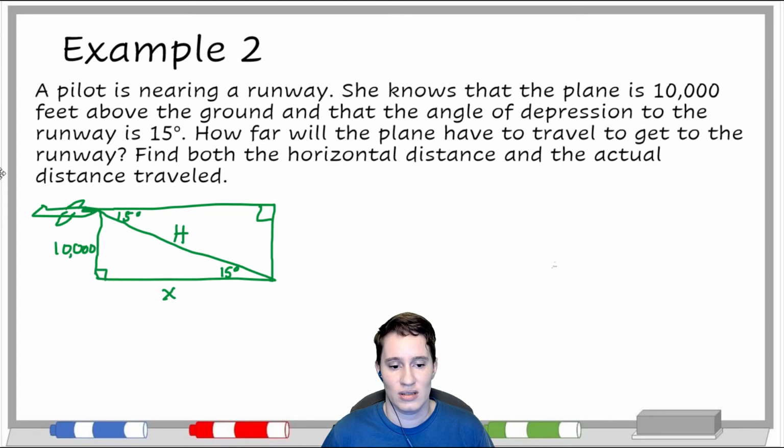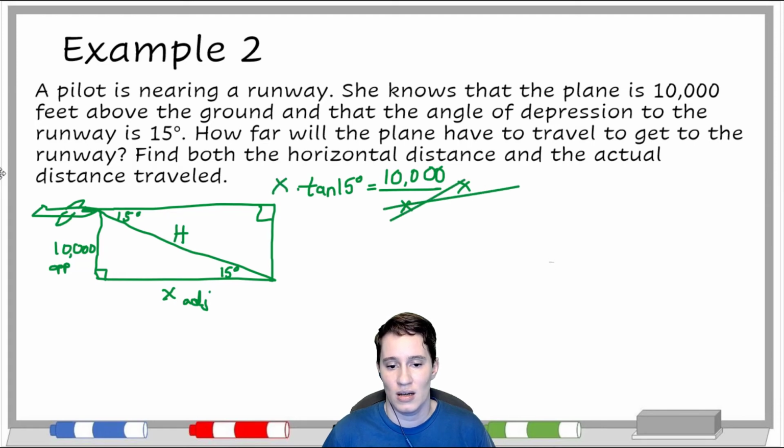So the horizontal distance here, to find the bottom, we would need adjacent and opposite, because this is what we know. And so that means that we're going to use tangent. So tangent of 15 degrees equals 10,000 over x. So I have to multiply both sides by x to get it off the bottom, and then I have to divide both sides by tangent of 15 to get it off of the side with x.